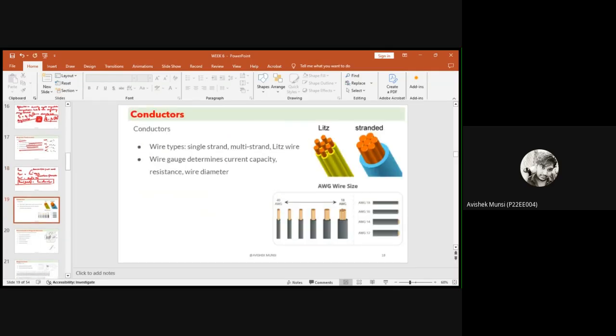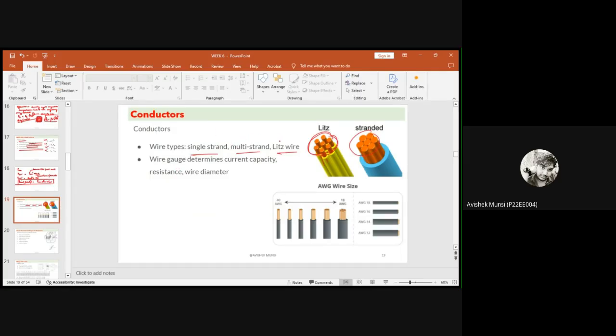Next, we have to consider the type of conductors. While designing an inductor, we have a core and we have to wind conducting wire around it. So it can be of three types: single strand wire, multi-strand wire, or litz wire. This is what the standard wire looks like, and this is what the litz wire looks like. It has a bundle of conductors accommodated into a single conducting wire. So while choosing a conductor, you have to keep in mind what kind of wire you are choosing, standard or litz wire.